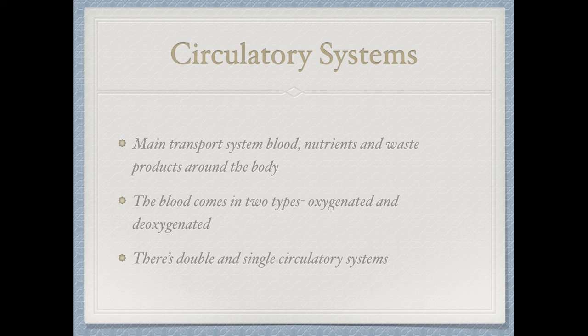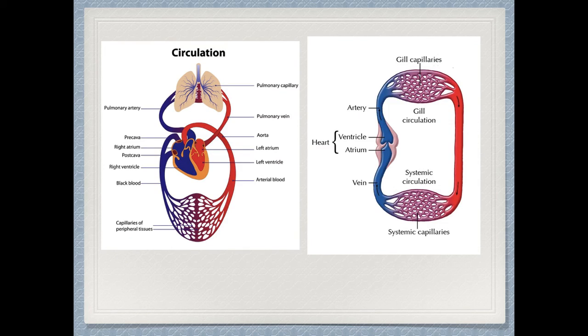Now, there are two different types of circulatory systems. There's a double and a single circulatory system. Here, I got a picture of each. In a double circulatory system, the blood passes through the heart twice on a single loop. This also means that the heart, in this case, has 4 chambers, and the oxygenated blood and the deoxygenated blood are separated.